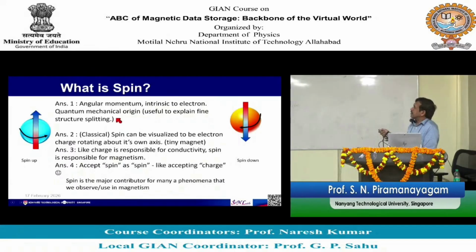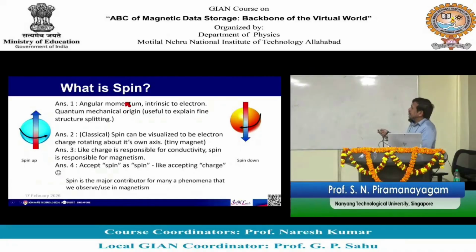The accurate method is that electron spin is an angular momentum intrinsic to the electron, and this has a quantum mechanical origin. It comes from the 1900s when people tried to explain spectroscopy results, needed something else to explain them, and realized that electrons have a property called spin.